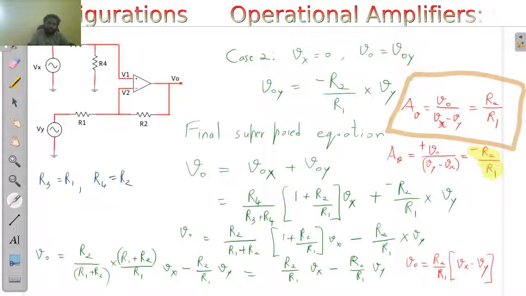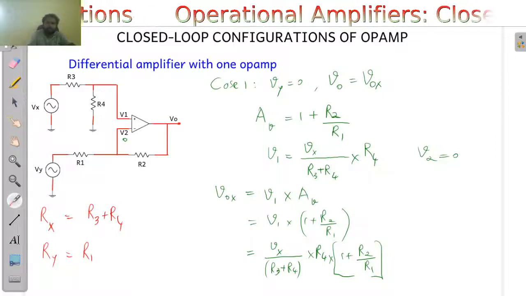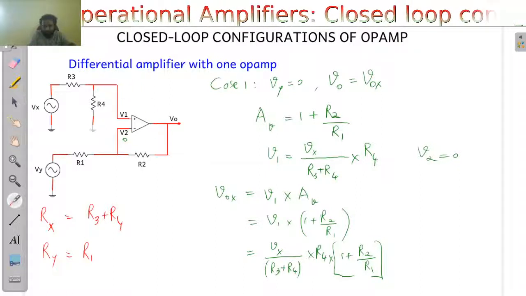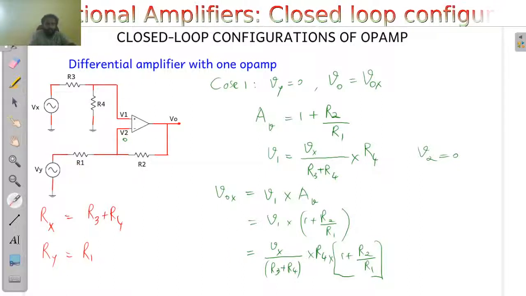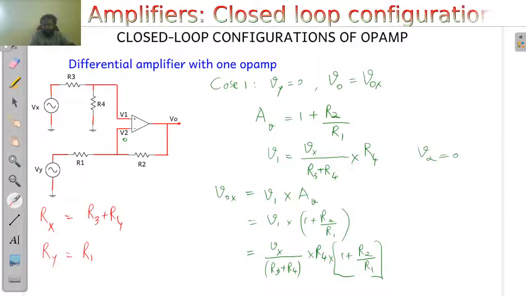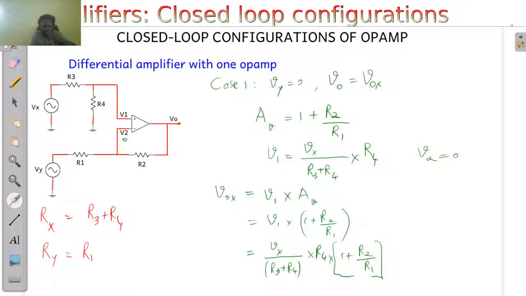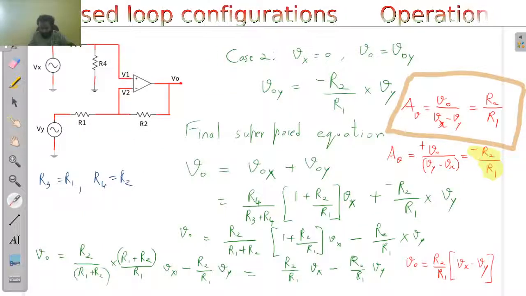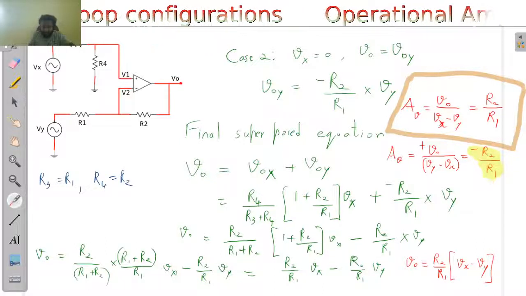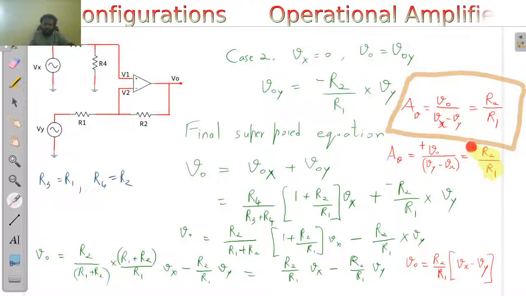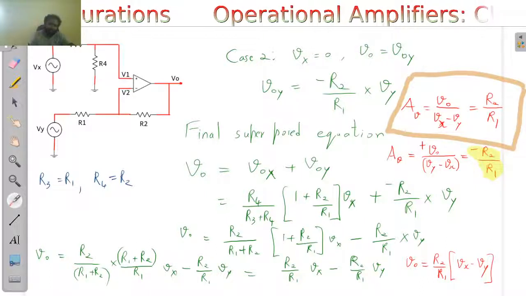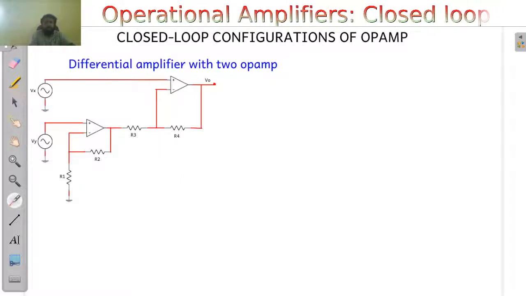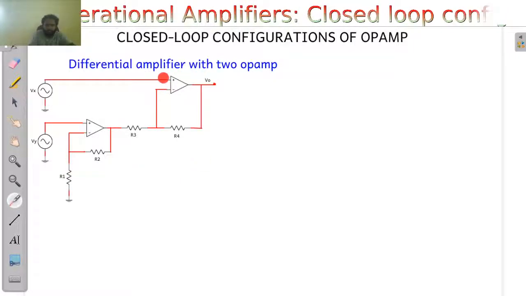In the previous case, as I mentioned in the last video, we saw a differential amplifier with a single operational amplifier as shown in this figure. There were differences in the input impedances, and still the input impedances were not that big, and we derived the closed loop gain as minus R2 by R1, which somewhat looks like an inverting amplifier case. And in this configuration we will have something like a non-inverting configuration for the differential amplifier.